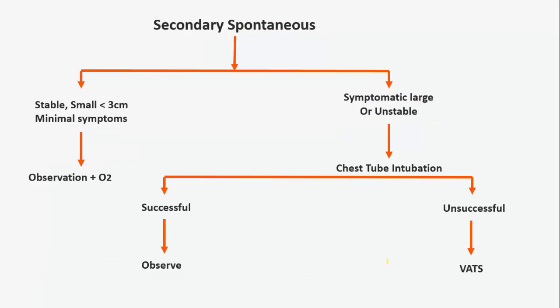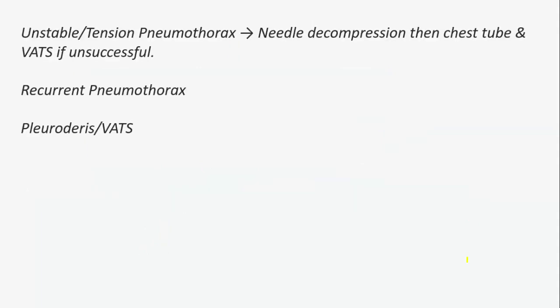In secondary spontaneous pneumothorax, we will see if it is stable, small, less than 3 cm with minimal symptoms, then observation and we will give oxygen. If symptomatic, large or unstable, then chest tube intubation. If successful, then observe. If unsuccessful, then VATS. In unstable tension pneumothorax, needle decompression, then chest tube, and VATS if unsuccessful. In recurrent pneumothorax, again pleurodesis and VATS.